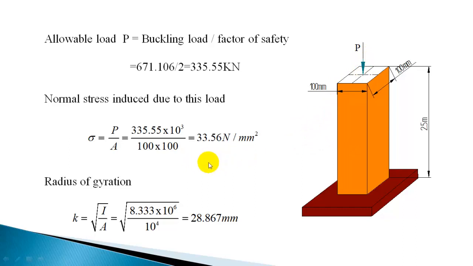Now to solve the second part of the question, first let us find out the radius of gyration. It's the least radius of gyration, but in this case I is the same in both directions. So you can find k as root of I by A. I we have calculated as 8.333 into 10 raised to 6, and the area of cross section is 100 into 100, 10 raised to 4, which will give the least radius of gyration as 28.867 mm.